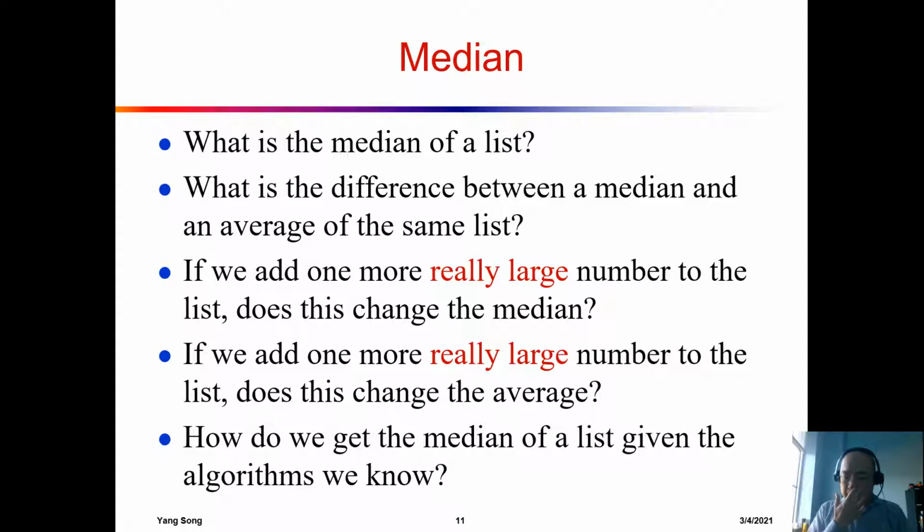And then the next question, how do we get the median of a list given the algorithms we know? We have been talking about the sorting algorithms a lot, right? So how do we do that? We just sort the values, and after we sort the values, we grab the middle value, right? And that is the median.